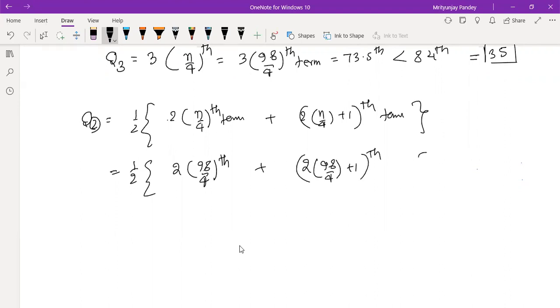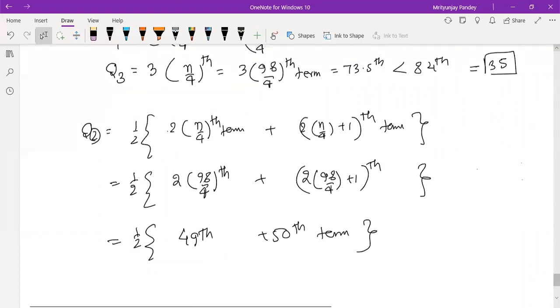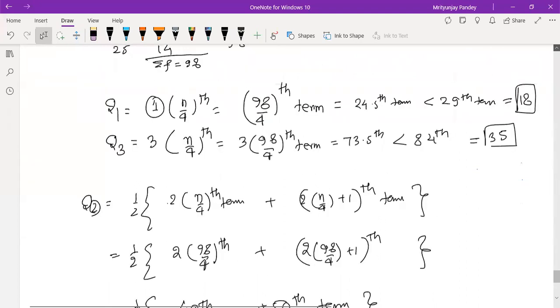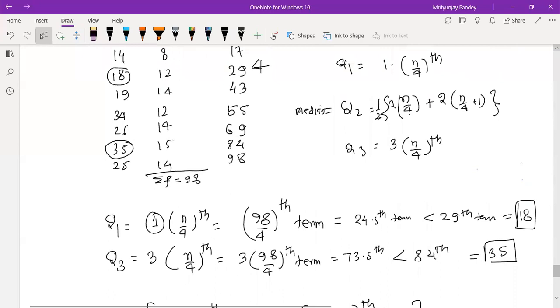Students, बोलो. 49. Sir, 49 plus 50. 49th term plus 50th term. 49 is just smaller than which value? We'll check here. 55. 49 is just smaller than 55, right? And 50 is also smaller than the 55.